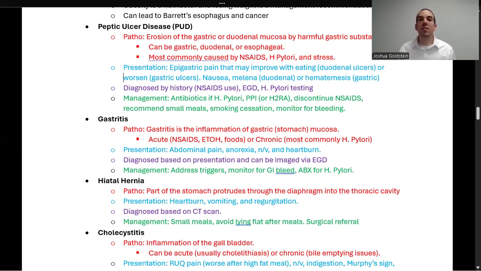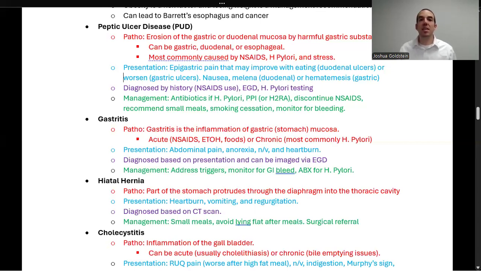The most common cause of what allows this to happen, what allows that stomach lining to break down, is NSAIDs. Because if you already learned pharmacology, you know that NSAIDs block the production of that stomach lining. H. pylori, which is a bacterial pathogen, can also break down the stomach lining. And stress can do a variety of things that can put a patient at risk of developing an ulcer.